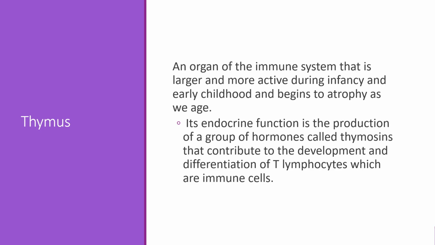The thymus, an organ of the immune system that is larger and more active during infancy, basically shrivels down to nothing as we age. So it atrophies as we get older. Its endocrine function is the production of a group of hormones called thymosins that contribute to the development and the differentiation of the T lymphocytes, or immune cells, that we'll be talking about in a few chapters.